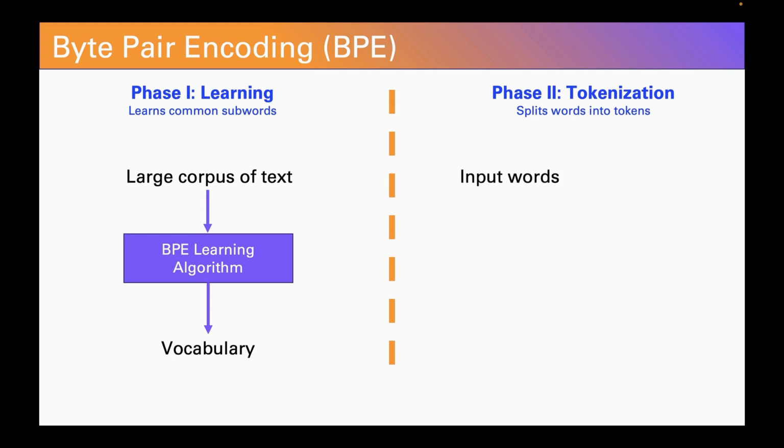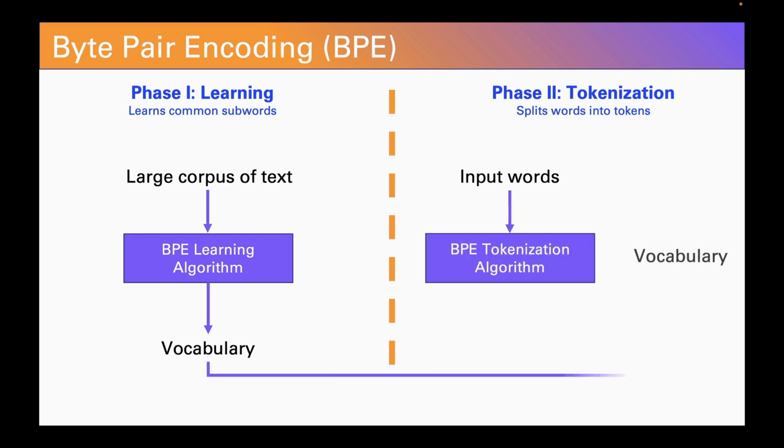Then in the tokenization phase, we take the input from the user and we combine it with the vocabulary that we got from the first phase to output tokens that are then used in later processing stages of the model. I'm going to illustrate the learning phase through some slides and then implement the tokenization phase inside the sheet so you can see how it actually works.